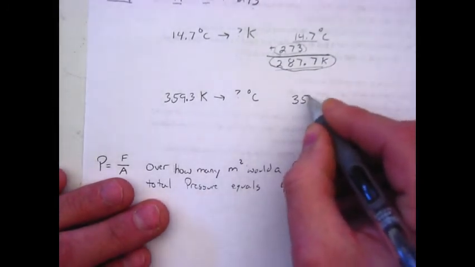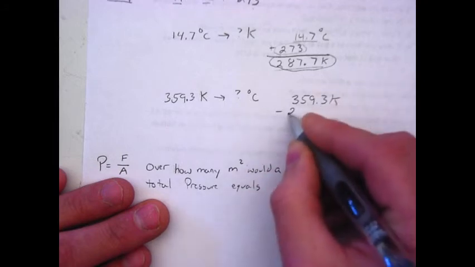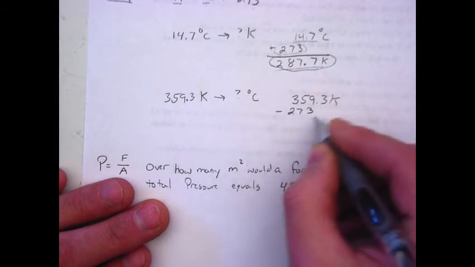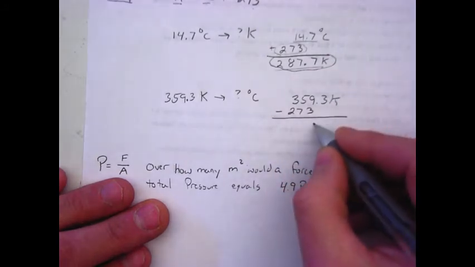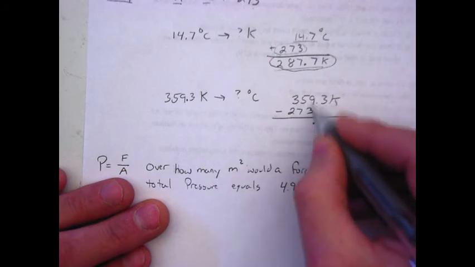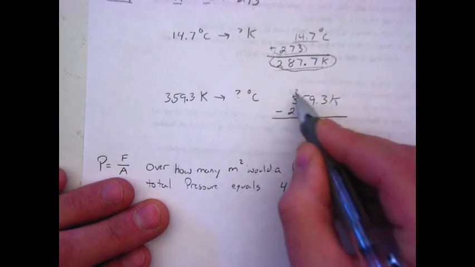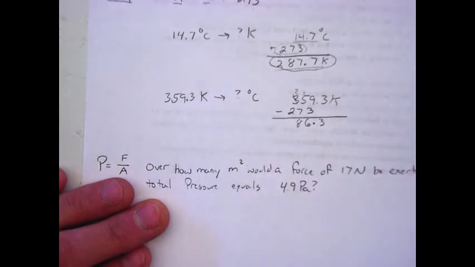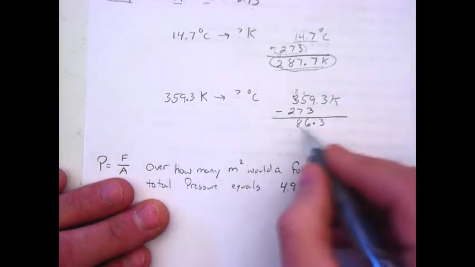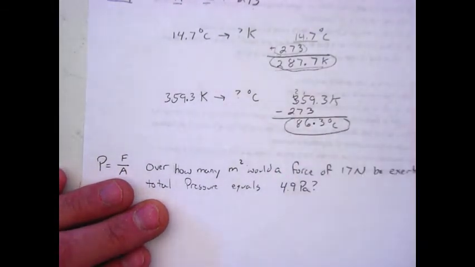Going back the other way, we simply subtract. So we have 359.3 kelvins minus 273. Subtracting, we have 0.3, 9 minus 3 is 6, 5 minus 7, carry the 1, will give us 8. So the answer would be 86.3 degrees Celsius.